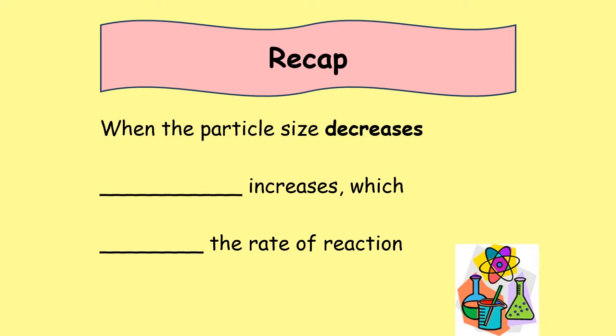So for this one, what we were looking for is as particle size decreases, surface area increases, which increases the rate of reaction. You could also possibly have said, instead of surface area, the number of collisions increases, because that's also true. But we were looking for surface area.